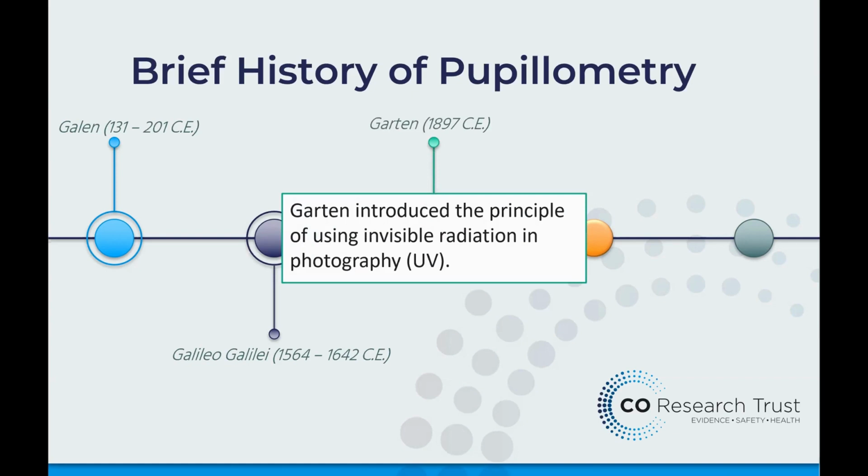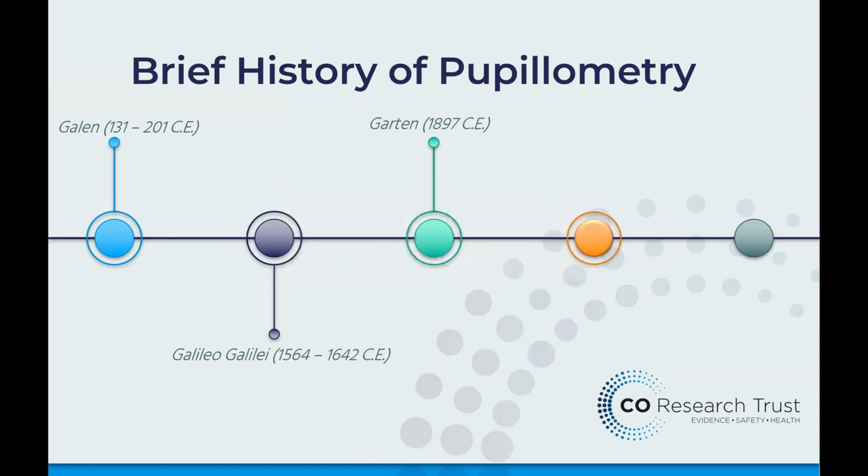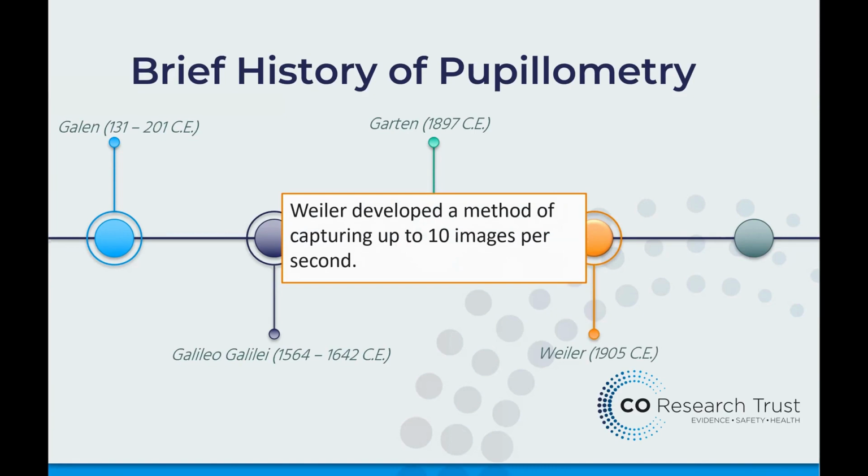So if we move on to more modern pupillometry, in 1897, Garton was instrumental in the development of using invisible radiation to photograph in relative darkness, for which he used ultraviolet radiation. Now, I know what you might be thinking, that ultraviolet radiation might not be the safest to use around the eyes, so infrared radiation is now what is used in this kind of respect. Moving further along to 1905, Wheeler created a mechanism that allowed him to capture 10 images per second, and this marks the first time that someone was able to capture the dynamics of pupil reactivity.